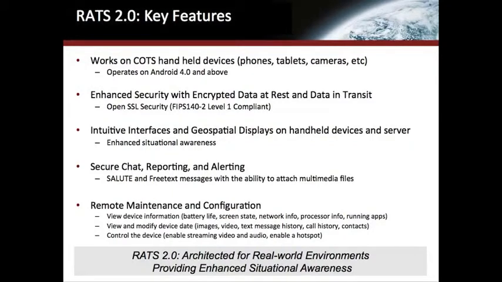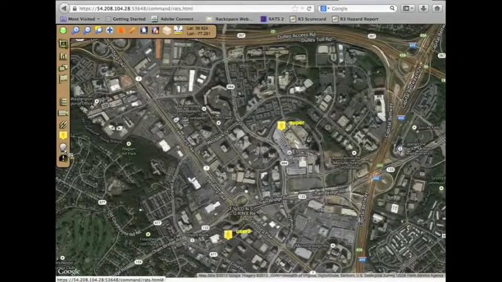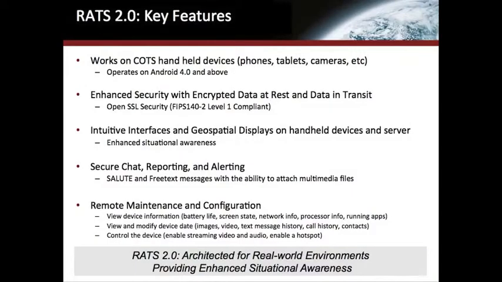Basically, RATS is two components. What you see up here is a web-based C2 application running on our RATMan server. This RATMan server can be something as small as a Mac Mini, can run on a laptop, or it can run in a rack-based server. The other piece of RATS is what I have right here, and that is an Android application, running on 4.0 or greater.